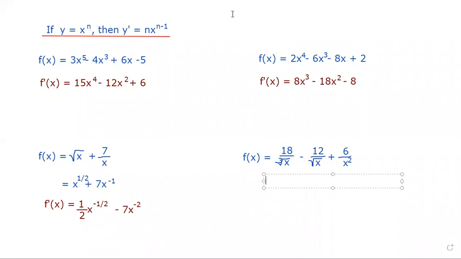Now let's look at this next one. We have 18 divided by the cube root of x minus 12 divided by the square root of x plus 6 divided by x squared. So we just rewrite this one. 18x, that's going to be to the negative 1/3, minus 12x to the negative 1/2, plus 6x to the negative 2.